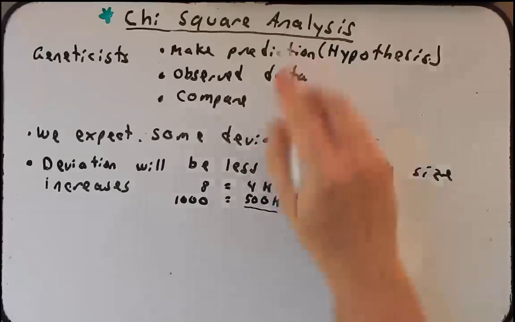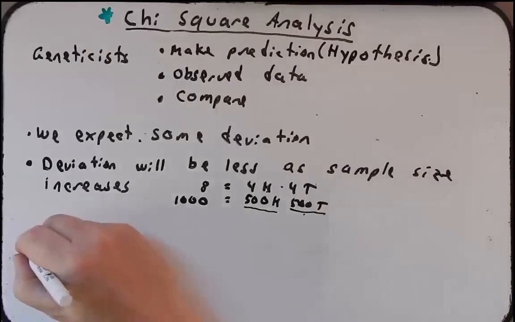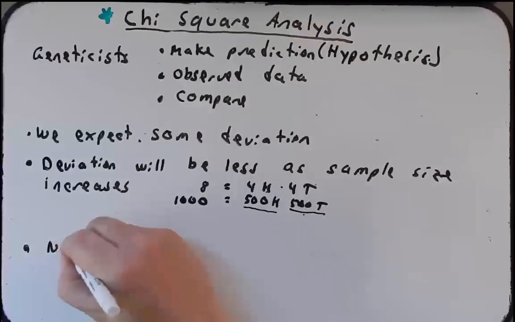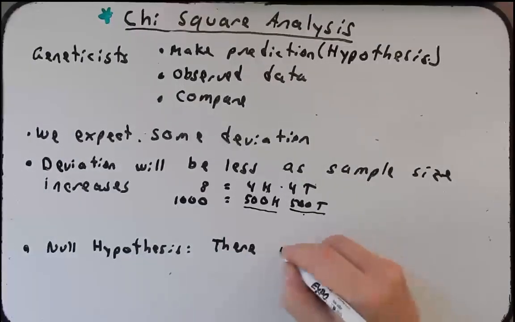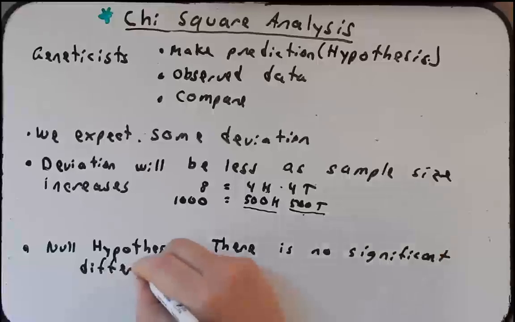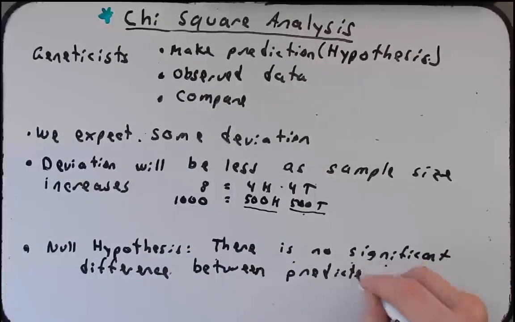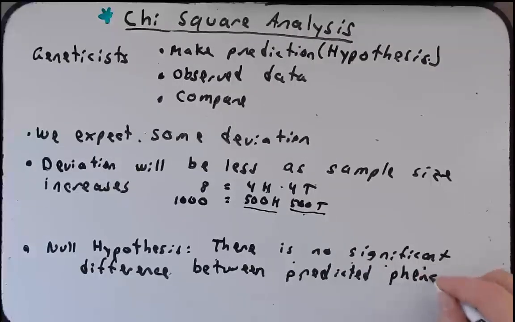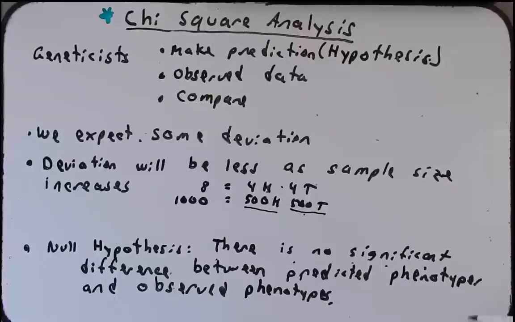We will use our chi-square analysis to see if our prediction of 1-to-1 matches our observed. Whenever you do a chi-square analysis, you have to establish a null hypothesis. A standard null hypothesis might be something like this: there is no significant difference between predicted phenotypes and observed. With that in mind, if the null hypothesis is supported, any difference we see will be due strictly to chance.